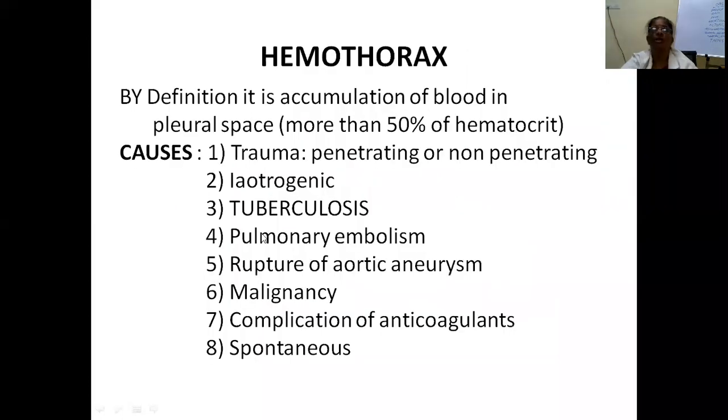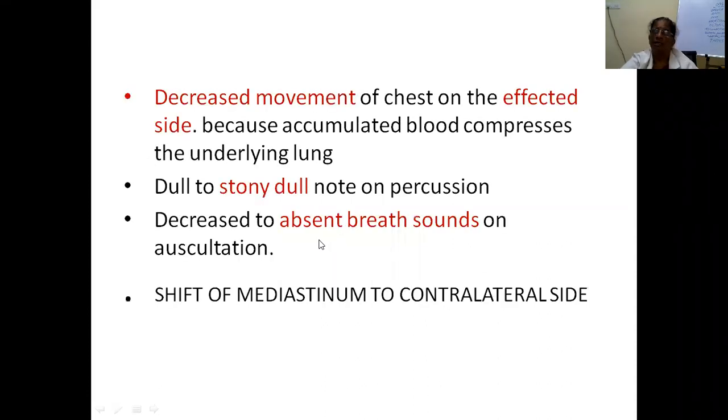Now, next is hemothorax. What is hemothorax? Collection of blood in the pleural space is hemothorax. What are the causes of hemothorax? Trauma, penetrating or non-penetrating, or sometimes iatrogenic. During some procedures, we may break some capillaries and cause a hemothorax. Then tuberculosis, pulmonary embolism, rupture of aortic aneurysm, malignancy, complications of anticoagulants, and sometimes spontaneous hemothorax can occur. Just like effusion, hemothorax also is a fluid. Blood is there, but it is also a fluid.